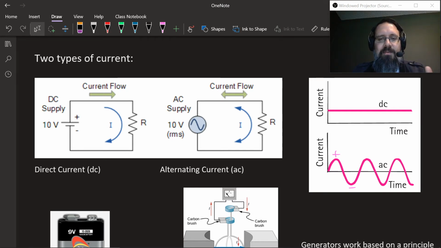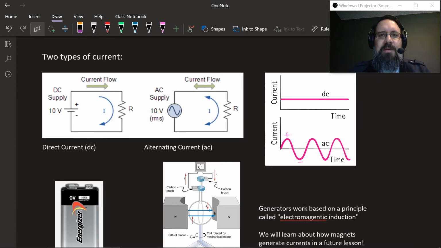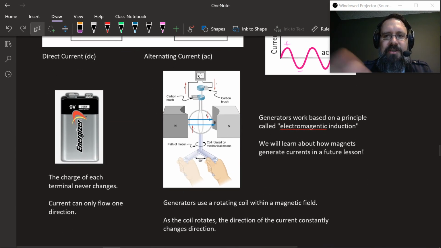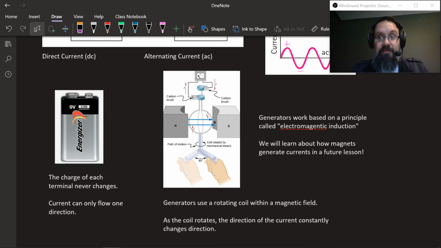Power lines have less loss when they're operating at a higher voltage. That's why we generally transmit power with alternating current, because it's much easier to ramp up and step down the voltage. The other reason is just the way that you create your voltage sources.